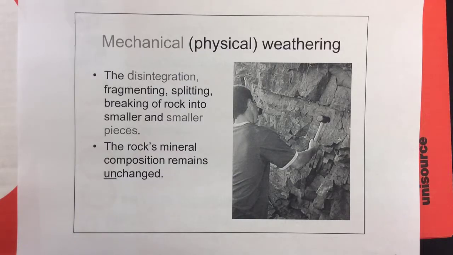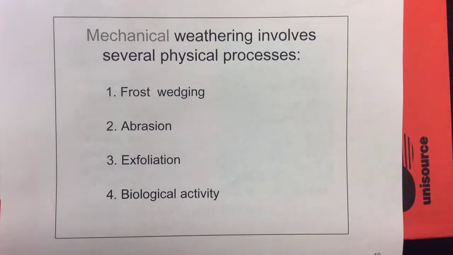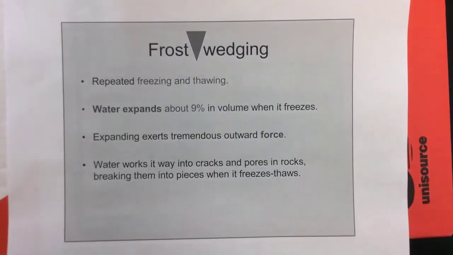The rock's mineral composition remains unchanged. Different examples of mechanical weathering include frost wedging, abrasion, so if you want to think of a Brillo pad or something you use to clean the dishes with, exfoliation, and biological activity. Okay, frost wedging. This is the repeated freezing and thawing of a rock with a crevice possibly, and the water is coming and going. The water expands about 9% when it's frozen.